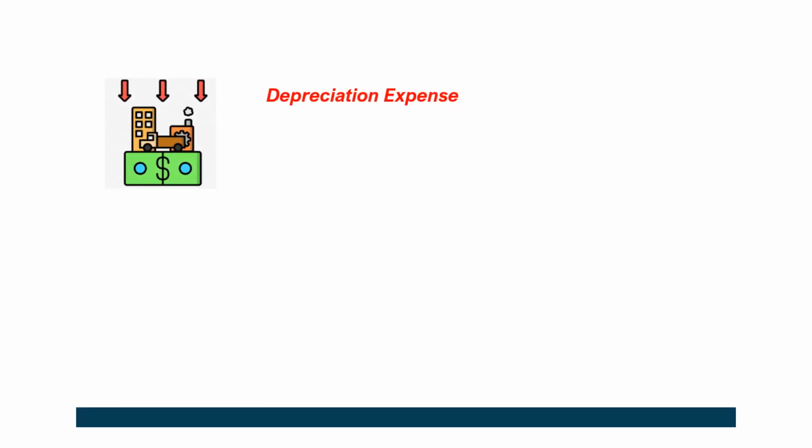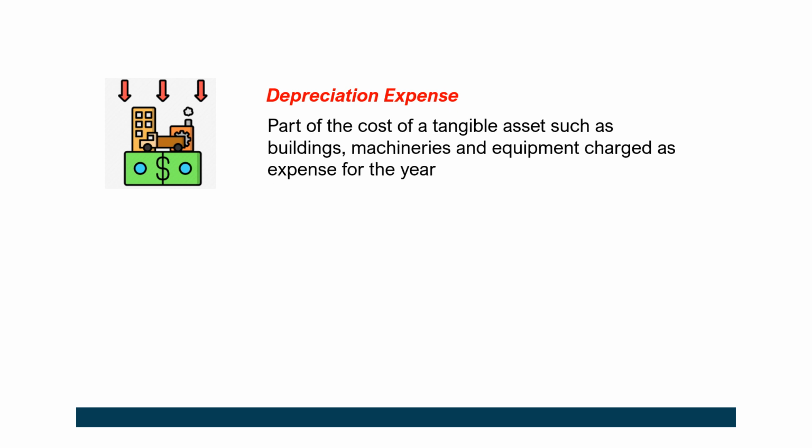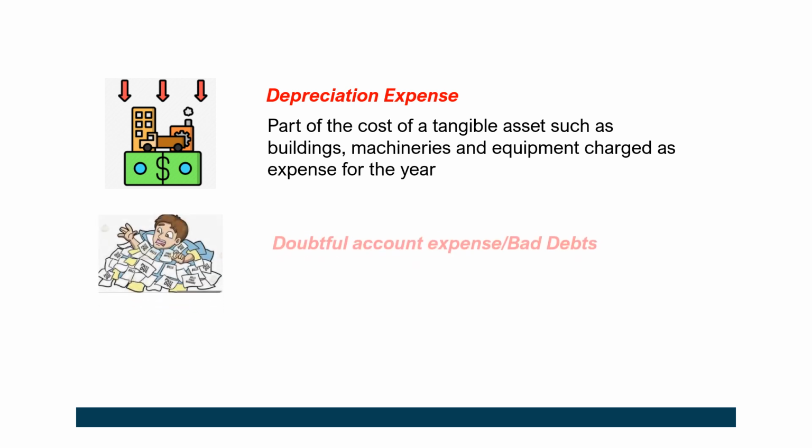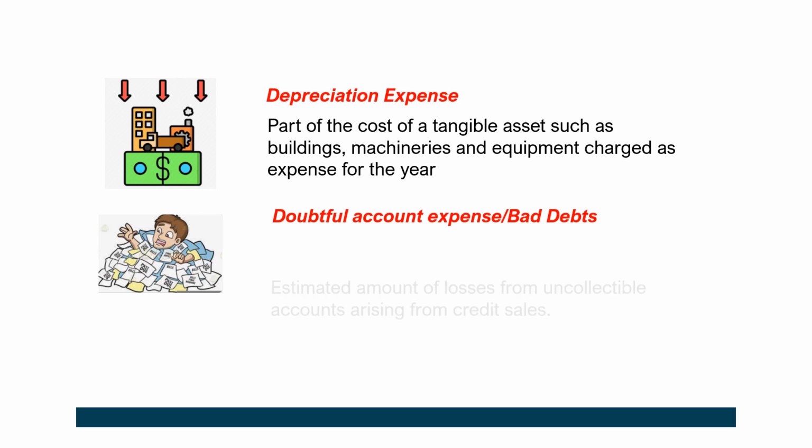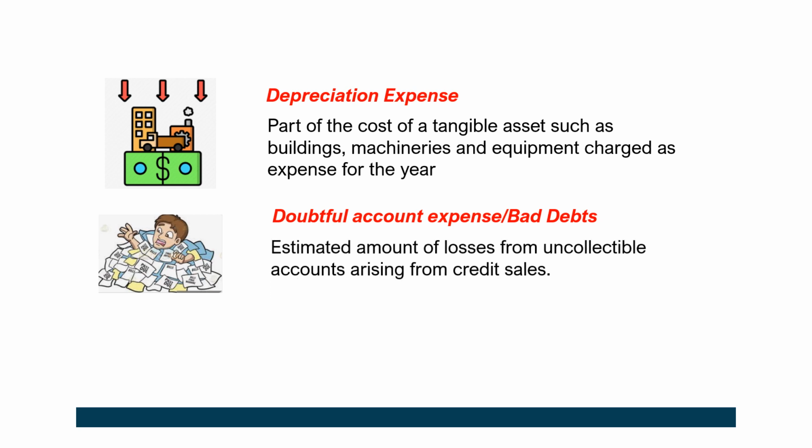What else? We have depreciation expense, and you will learn this account when we reach the adjusting entries, wherein you have to compute for the depreciation. What is depreciation expense? This is the part of the cost of tangible assets such as buildings, machineries, and equipment charged as expense for the year or for the current period. Next, the doubtful account expense, or bad debt expense. This account title is used for the estimated amount of losses from uncollectible accounts arising from credit sales.